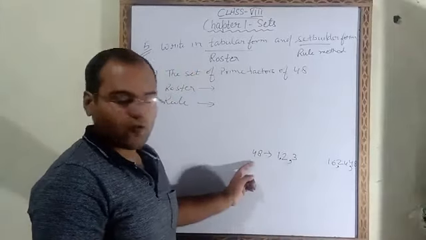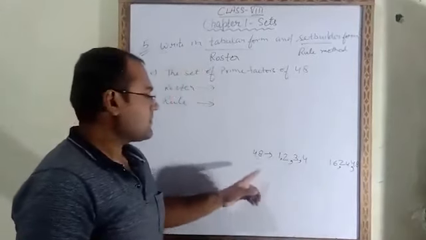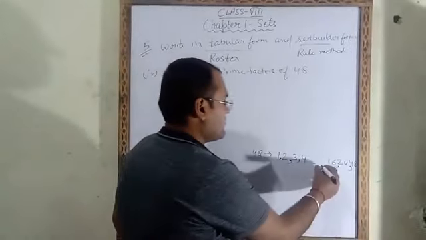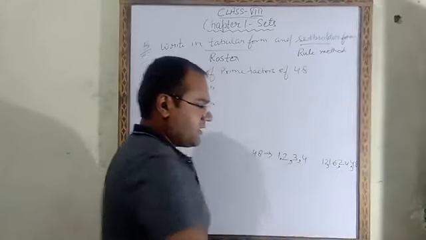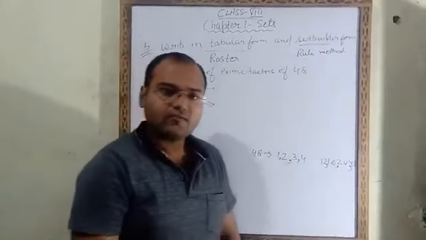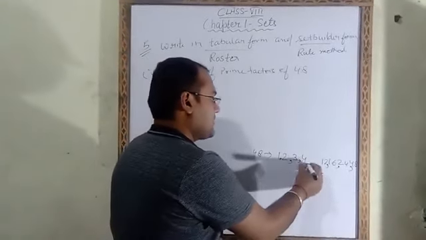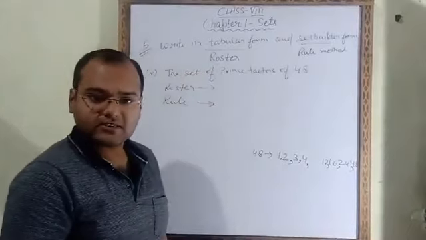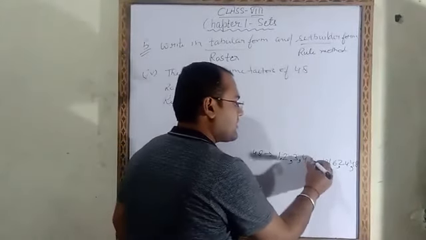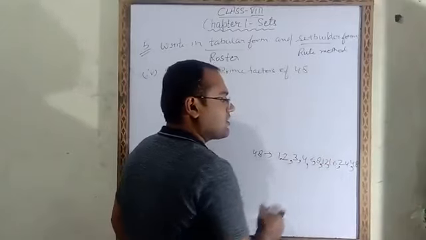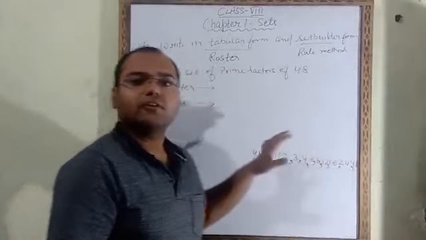Then in the table of 4. 4 12 ja 48. That means 4 is also a factor and 12 is also a factor of 48. Then in the table of 6, 6 8 ja 48. That means 6 is also a factor and 8 is also a factor of 48. So these all are the factors of 48.